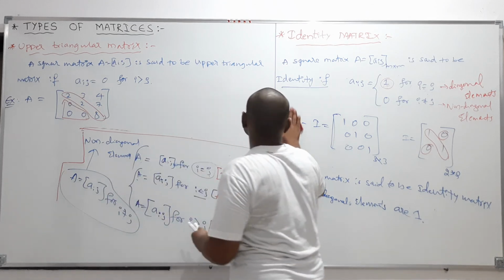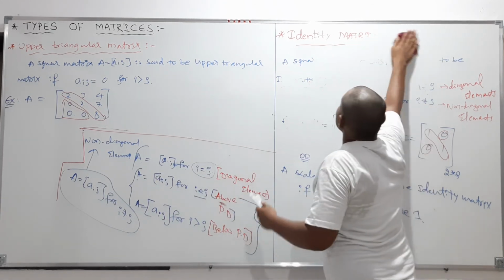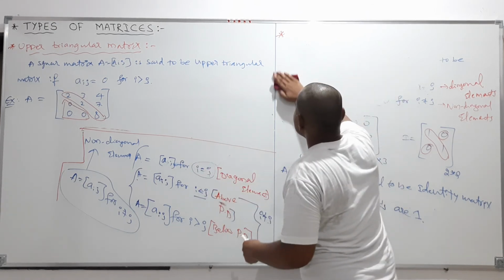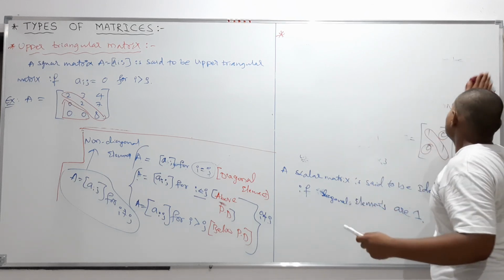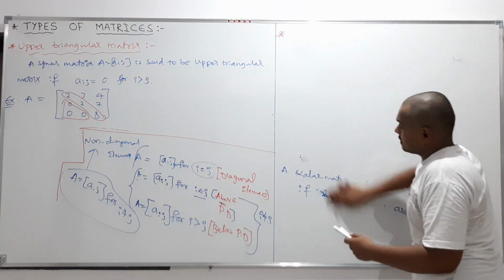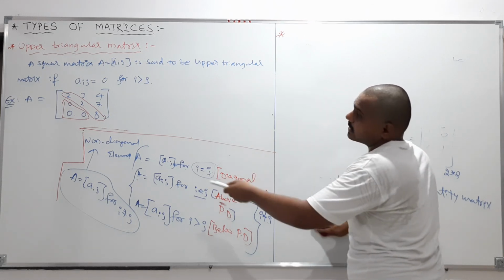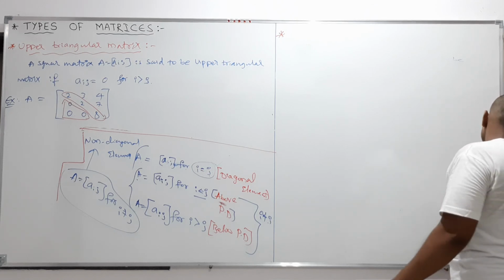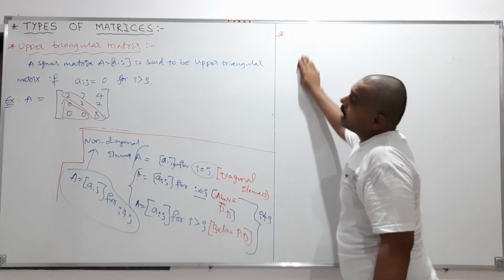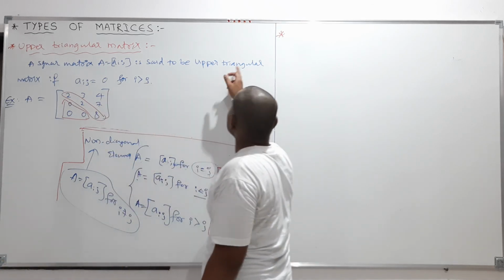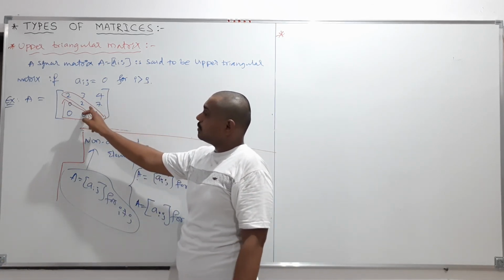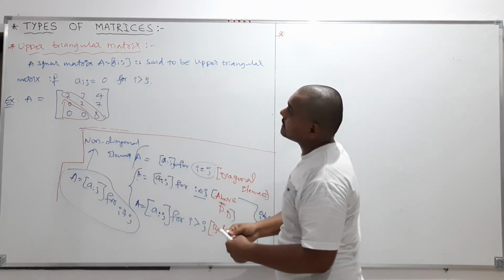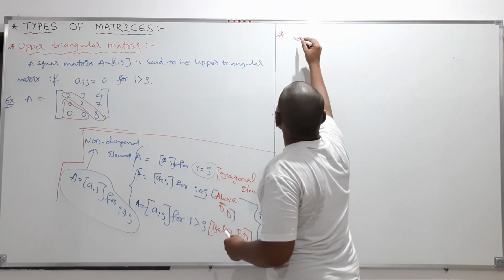So lower triangular matrix means, similarly to whatever I discussed, above the principal diagonal if all elements are 0, then such a matrix we can call the lower triangular matrix. That is the reverse of the upper triangular matrix. Upper triangular matrix means a square matrix is said to be upper triangular if the elements below the principal diagonal are 0. And next, lower triangular matrix.